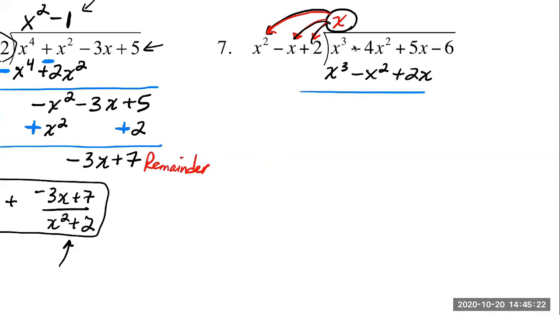And then we subtract, we change the signs and add down the columns. So that's a 0, that's good. Negative 4 plus 1 is negative 3x squared. 5 minus 2 is plus 3x. And then minus 6, bring that down.